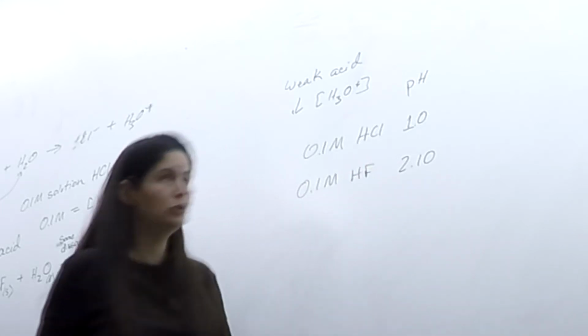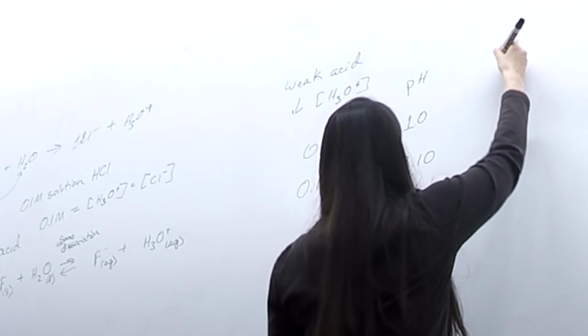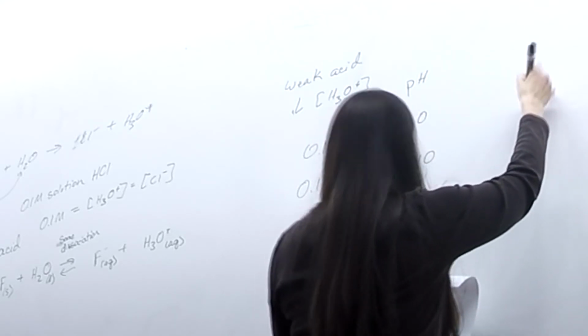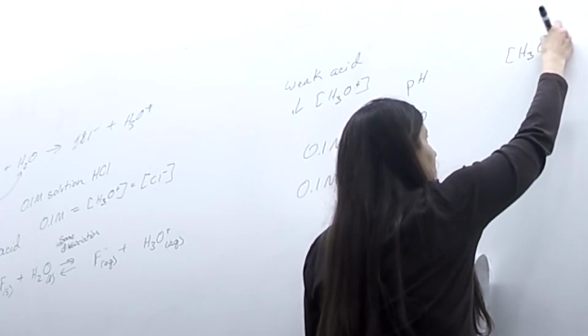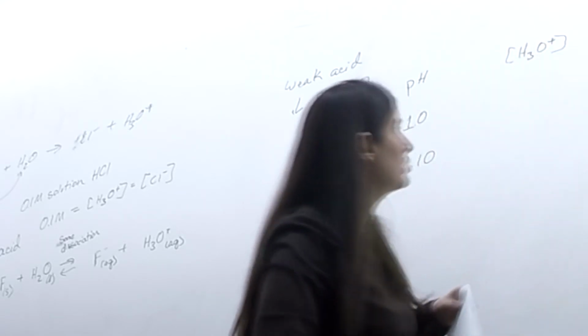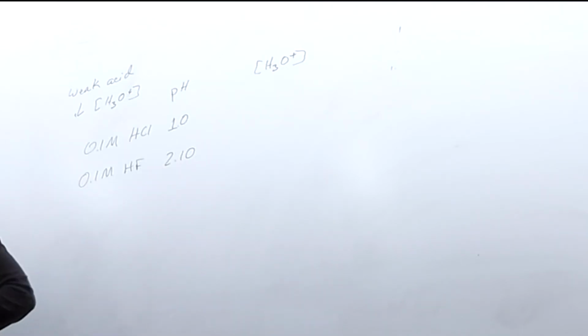Okay, so we have two solutions, same concentration. One's a strong acid, one is a weak acid. We find the pH of the two is 1 versus 2.1, which makes sense because the lower the concentration of H3O, the higher the pH is going to get. They're inverse of each other.